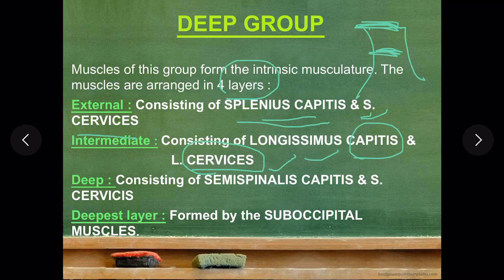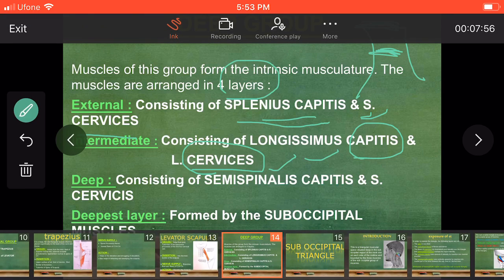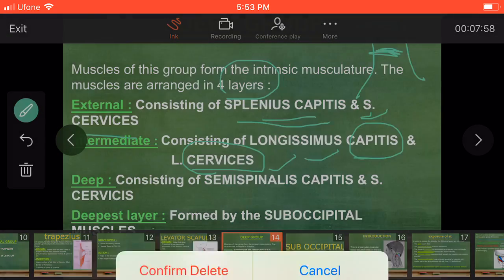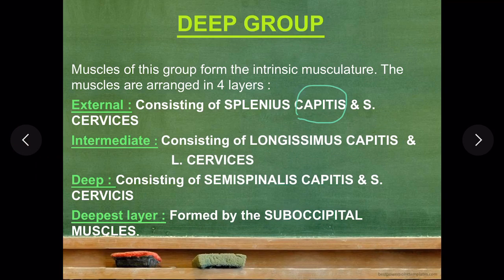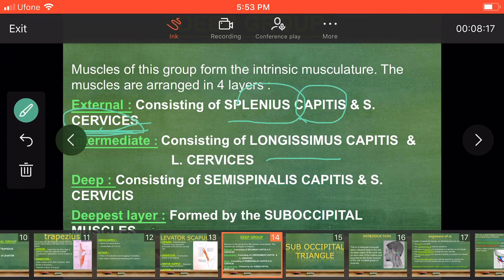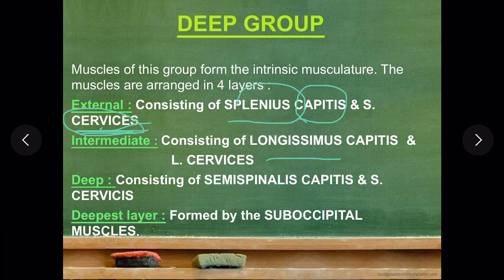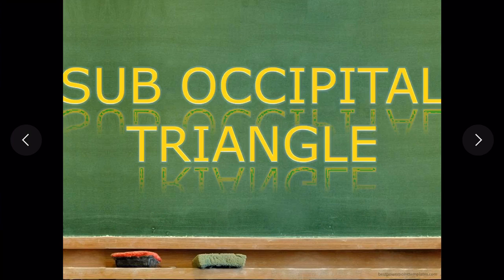So that is why they are arranged in two parts. One part, known as capitis, is present at the back of the occipital bone, and the other part is present in the neck. With reference to the cervical vertebrae, these are known as cervicis. So they consist of splenius capitis and splenius cervicis, longissimus capitis and longissimus cervicis, semispinalis capitis and semispinalis cervicis, and the suboccipital muscles.